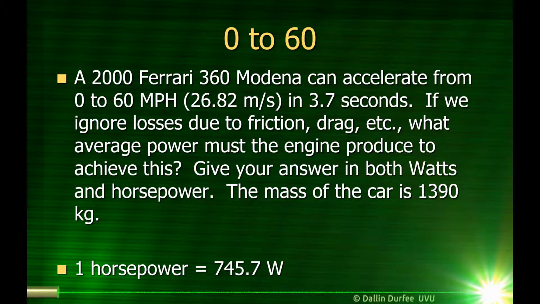So let's work this problem. A 2000 Ferrari 360 Modena can accelerate from 0 to 60 miles per hour, 26.82 meters per second, in 3.7 seconds. If we ignore losses due to friction, drag, etc., what average power must the engine produce to achieve this? Give your answer both in watts and horsepower. The mass of the car is 1390 kilograms.